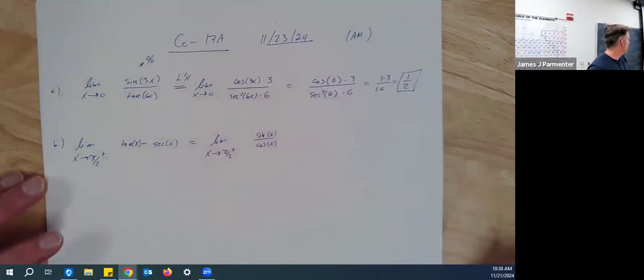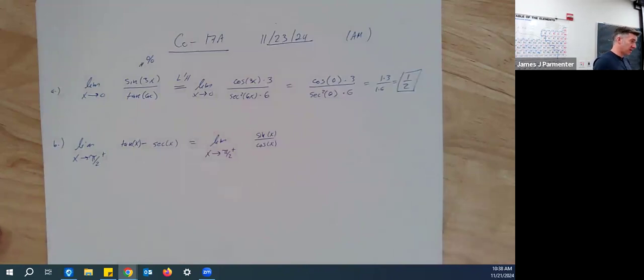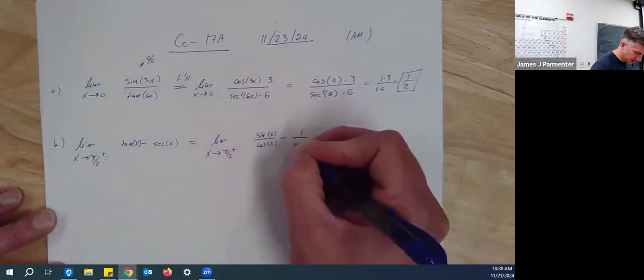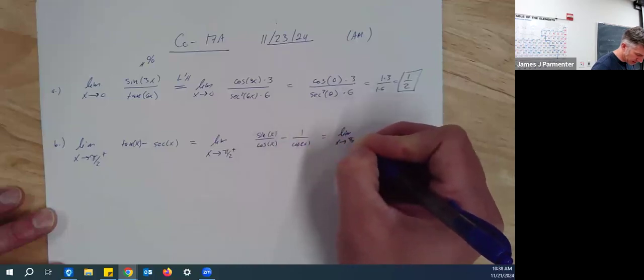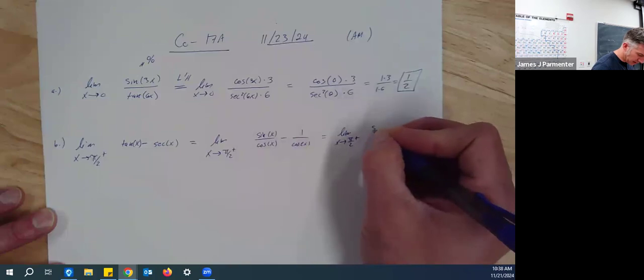Now, if we were being wise about using our space here, we know that tangent is going to be sine over cosine and secant is going to be 1 over cosine. I think it's totally reasonable to skip writing sine over cosine minus 1 over cosine, and write it as the limit as x approaches pi over 2 from the right of sine of x minus 1 all over cosine of x.